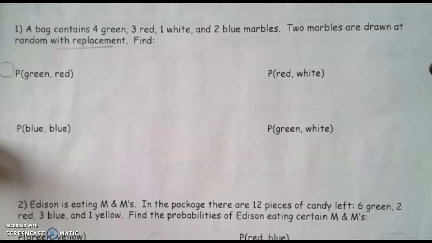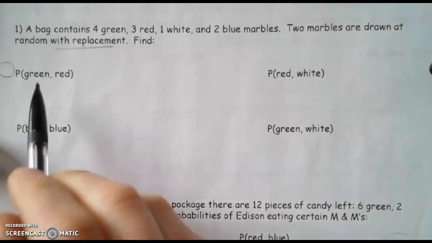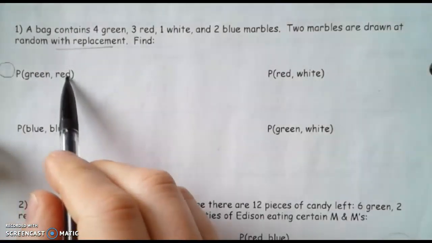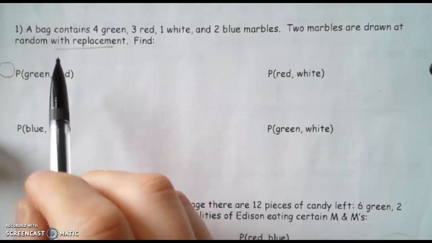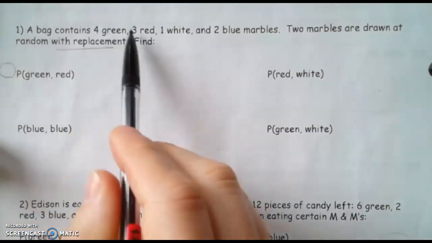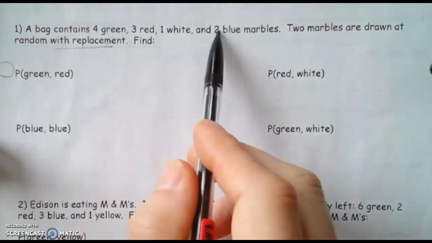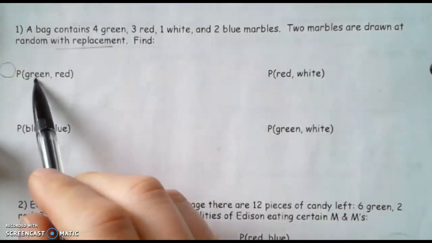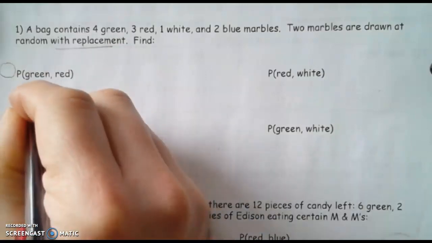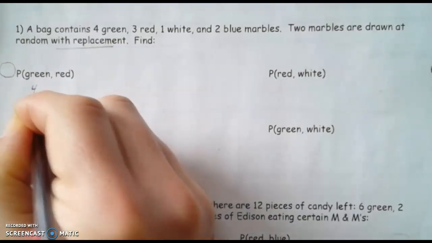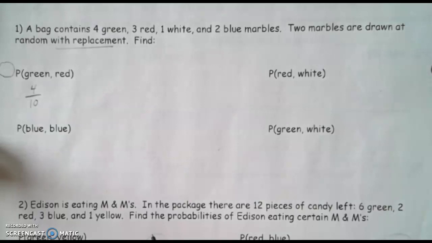In the next set of problems, we're told that a bag contains 4 green, 3 red, 1 white, and 2 blue marbles. 2 marbles are drawn at random with replacement. So we're going to find the following probabilities. First we want to get a green marble and then a red marble. So we're going to first count up how many marbles there are. 4 and 3 is 7, and 1 is 8, and 2 makes 10. So to get a green marble, the probability is going to be 4 out of 10. Now this is with replacement. These are independent events. We're going to have the same number of marbles in the bag all the time.